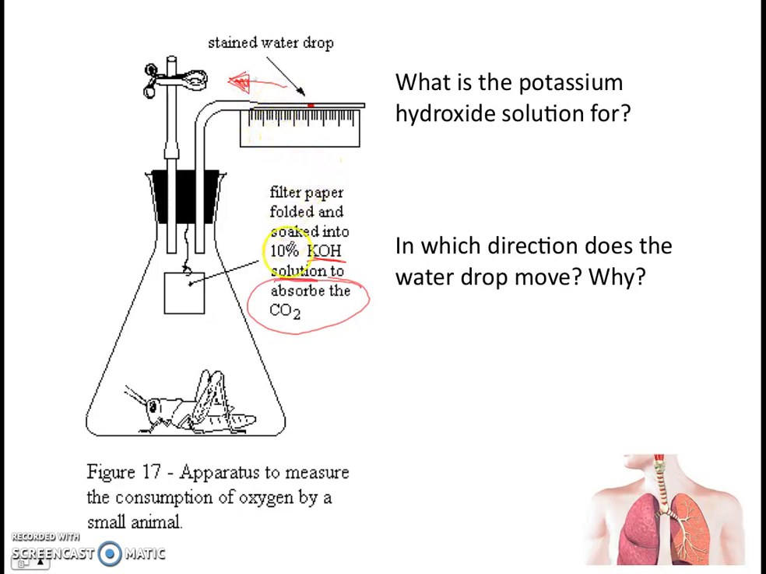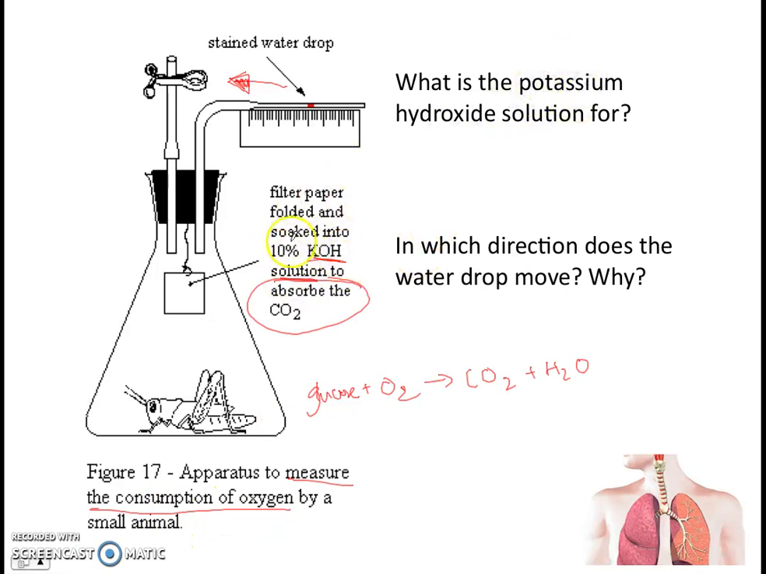And why is that? Now remember what's happening in respiration, right? Respiration is glucose plus oxygen gives me carbon dioxide and water. Oxygen is being used up, right? So as this grasshopper respires, the stained water drop will move to the left because the oxygen inside this flask is being used up. Right, so as the oxygen here is being used up, this stained water drop will move to the left, and we can measure the consumption of oxygen by the small animal.